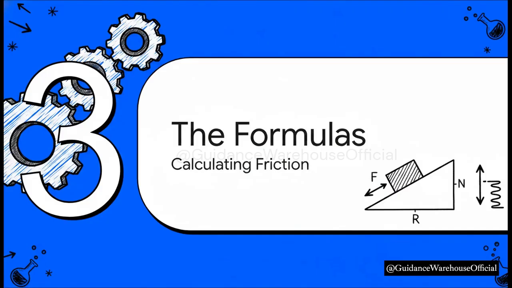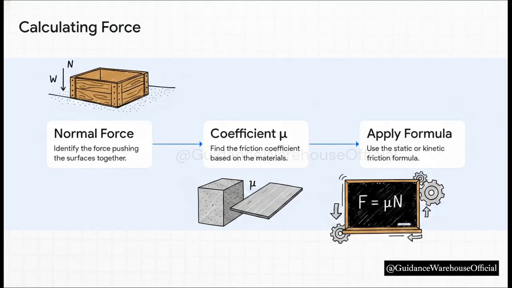All right, now that we've got the basic concept down, let's look at section 3, the formulas. Just like working through a problem on a whiteboard, we've got 3 simple steps. Step 1, identify the normal force, represented by the capital letter N. This is the perpendicular force pushing the surfaces together. Think of the weight of our heavy crate pushing straight down into the floor. Step 2, find the coefficient of friction, which we represent with the Greek letter mu. This is a special, unitless number that depends entirely on the materials that are touching each other. And then, step 3, just apply your formula.